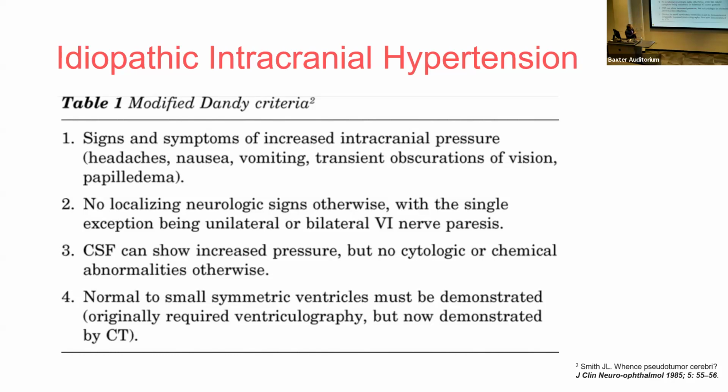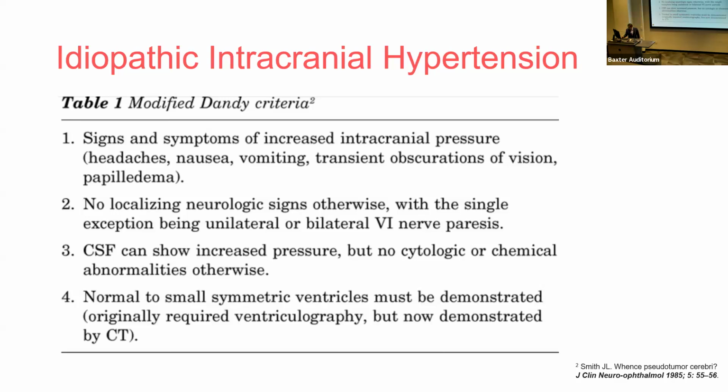The exam needs to be non-focal. You can have bilateral sixth nerve palsy or unilateral. The CSF needs to be clear, basically normal except for the pressure, right? And we'll talk about what's the best way to measure the pressure in the LP. And usually rule out any mass. Obviously, in the original Dandy criteria, they used ventriculography. Then they used CT in 85, but now we use MRI.